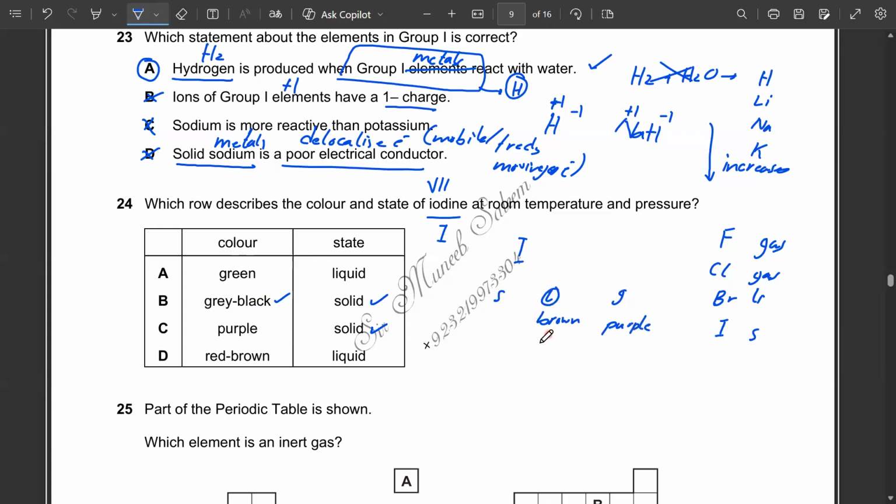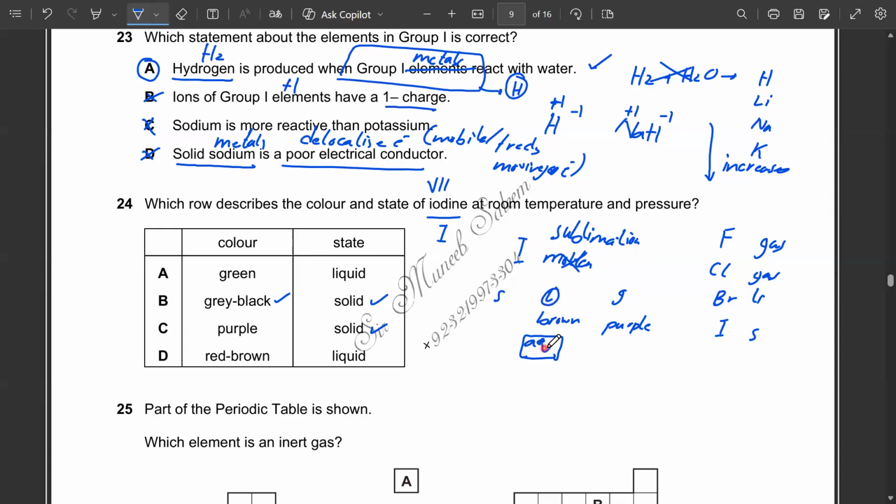By liquid, we mean the aqueous solution, mind it. There is no liquid or molten state for iodine, because it shows sublimation, the conversion from solid directly to gas. So it does not have a liquid state.